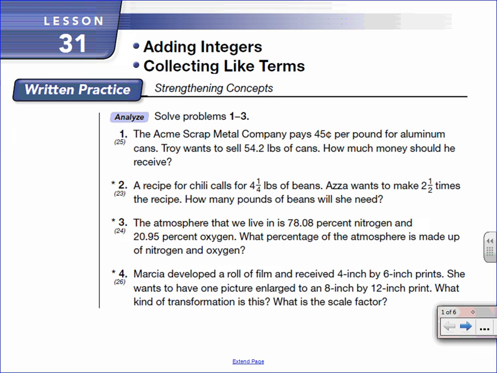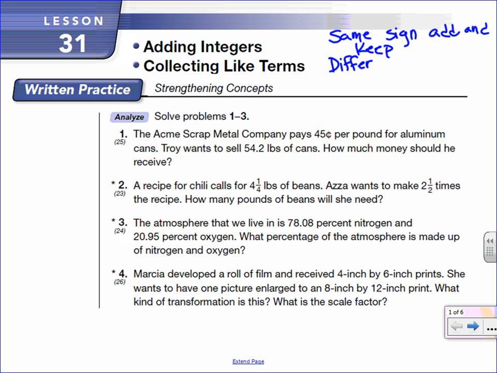Lesson 31 is on adding integers and collecting like terms. For adding integers, you can remember the "Row, Row, Row Your Boat" song that says: same sign, add and keep, which means if the two integers that you're adding have the same sign, you just take the numbers and add them, and whatever sign they had before, keep it. And then different sign, subtract. And then keep the sign of the higher number.